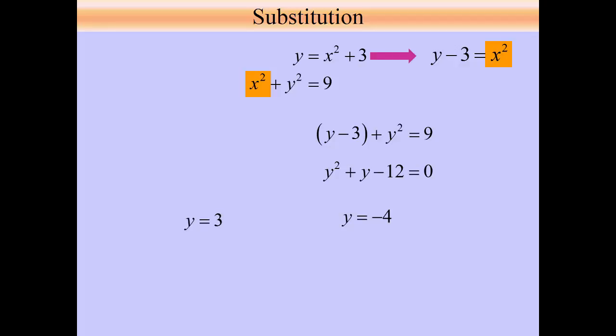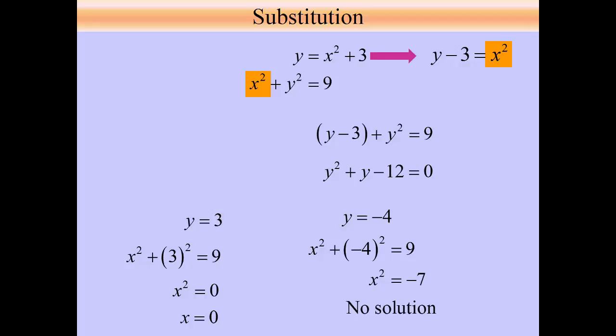And just like with the previous problem, for each one of these values, we need to find out what is the x. So taking the 3 and plugging it in, we get an x of 0. Now taking negative 4 and substituting it, x squared equals negative 7 means x would be the square root of negative 7, which is not a real number. There's no answer to that. And so the only point of intersection for those would be 0, 3.